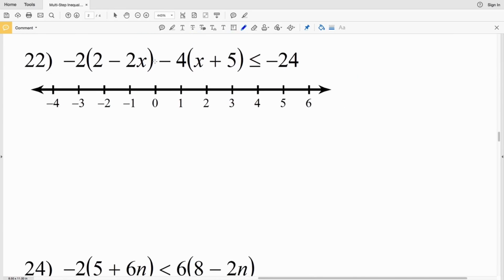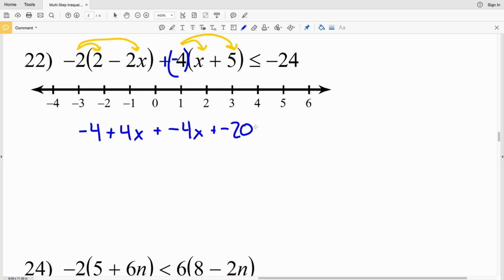For number 22, I'm going to go ahead and write this as plus a negative 4x plus 5. So we're going to distribute the negative 4, and we're also going to distribute this negative 2. Negative 2 times 2 is negative 4. Negative 2 times 2x is a negative 4x, but that's subtracted, so we're going to add a positive 4x, plus negative 4 times x is a negative 4x, plus negative 4 times 5 is negative 20, and that's all less than or equal to negative 24.